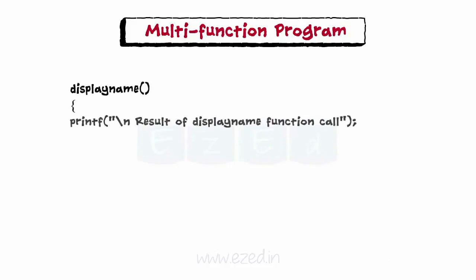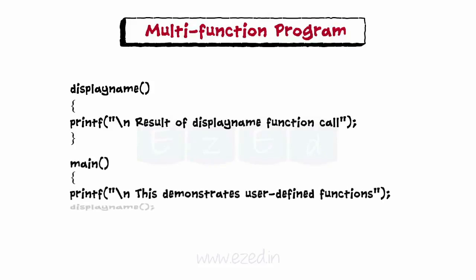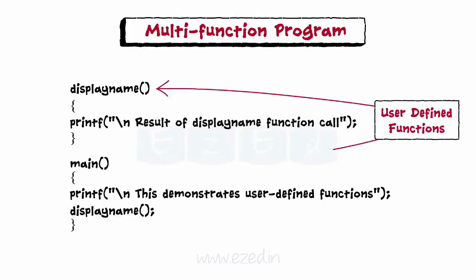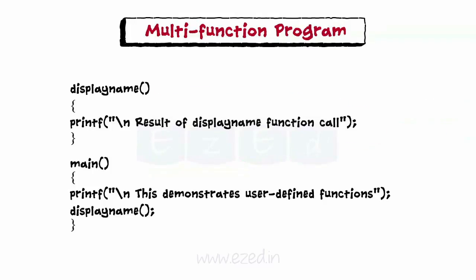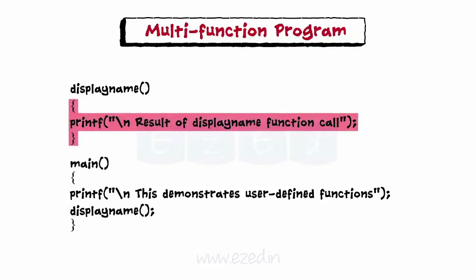Consider this example. DisplayName is a user-defined function here. Above functions can be used as follows. This program consists of two user-defined functions, namely DisplayName and main. Firstly, the printf statement in the main program is executed. This is followed by the call to the user-defined function DisplayName. This will transfer control of the program from main function to DisplayName function, which results in execution of the statements within the body of the function.